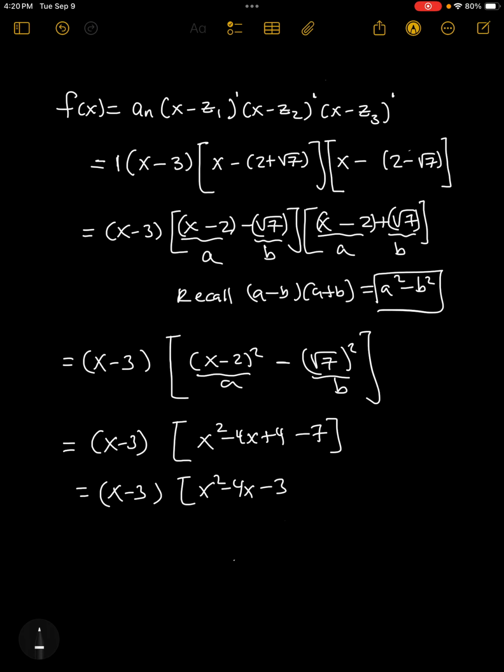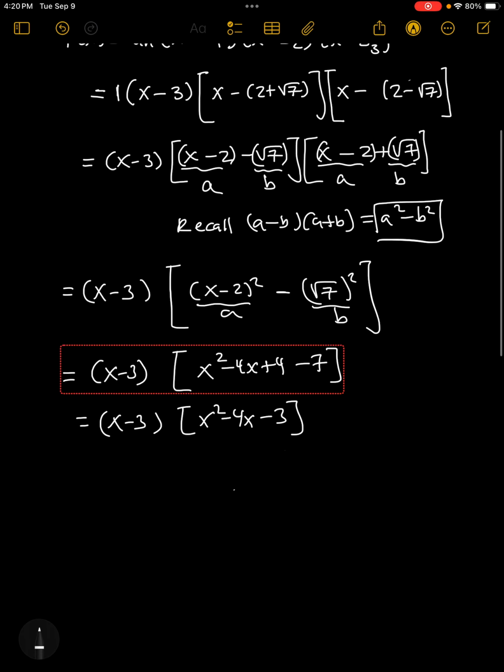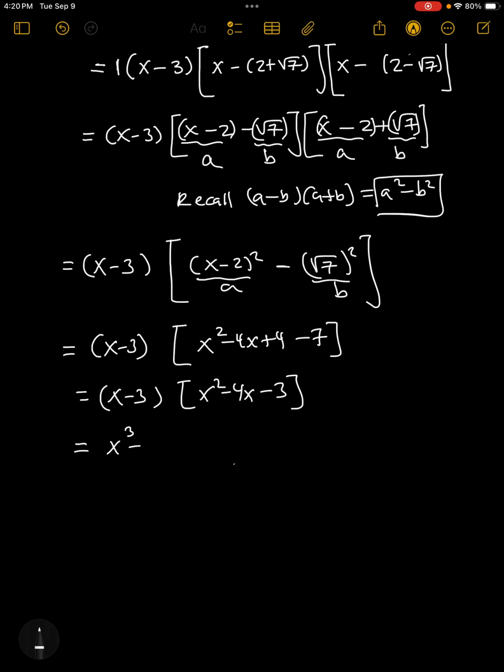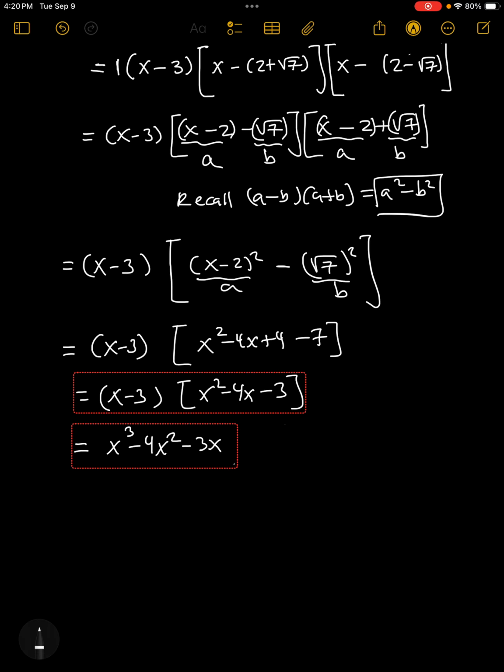Okay, and then once you reach this step, you're just multiplying a binomial times a trinomial. Okay, so let's finish this problem off over here. I'm going to get x cubed minus x squared. If I distribute this, x cubed minus 4x squared minus 3x. Underneath here, I'm going to distribute the negative 3. Negative 3x squared. Positive 12x.